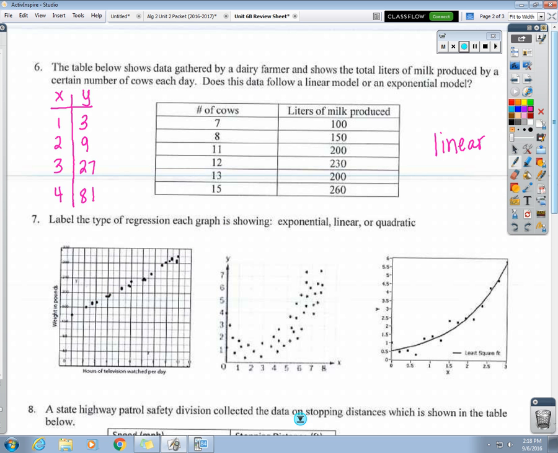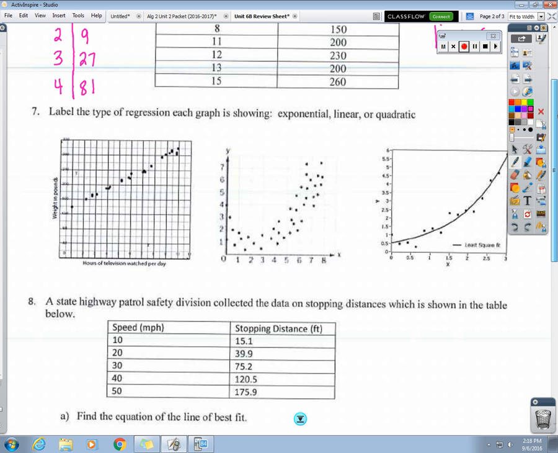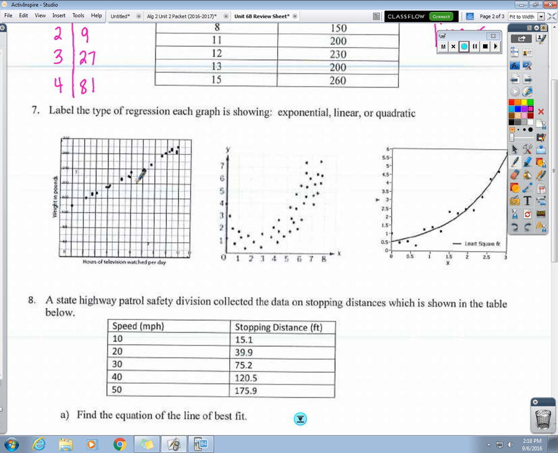Okay, so now that we've answered that, let's look at the next one. Label the type of regression each graph is showing. Okay, what is this type of graph? Linear. And then we kind of just talked about it. Which one of these is exponential? This one, the curve. Now, I know the other one kind of looks like a curve, but do you see on the left how it's starting to go back up? If we had kept plotting this way, wouldn't it have made a U-shaped graph? U-shaped graphs are called parabolas, and they are quadratic functions. So just remember, U-shaped graphs are quadratic functions.